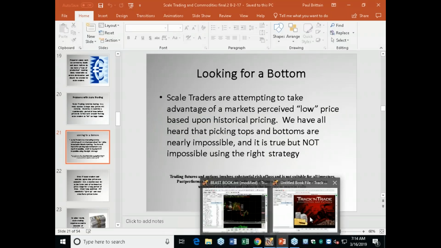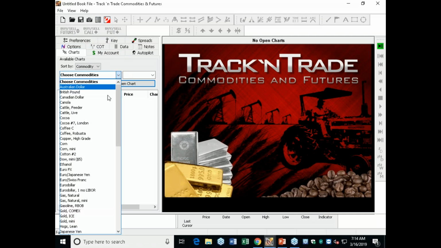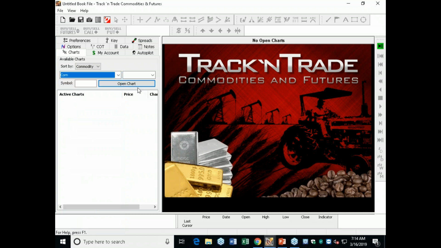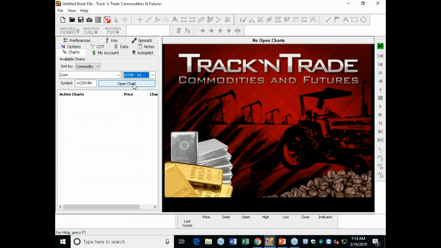The grain market. This is Track and Trade Pro charting software. I use it for a lot of my analysis. Let's go look at corn. We're going to look at corn on a long-term basis. Look at July corn right now. Open this chart.